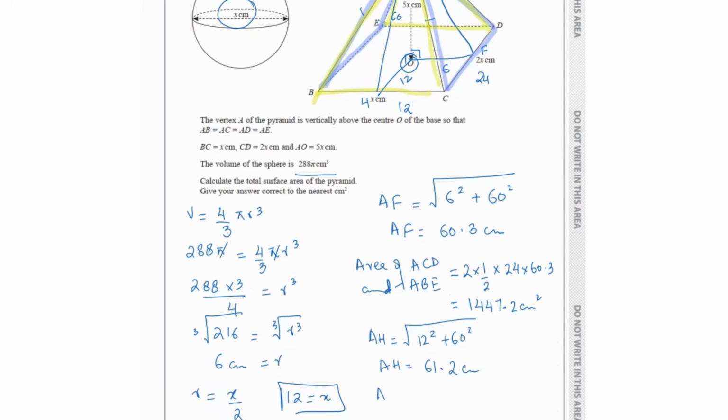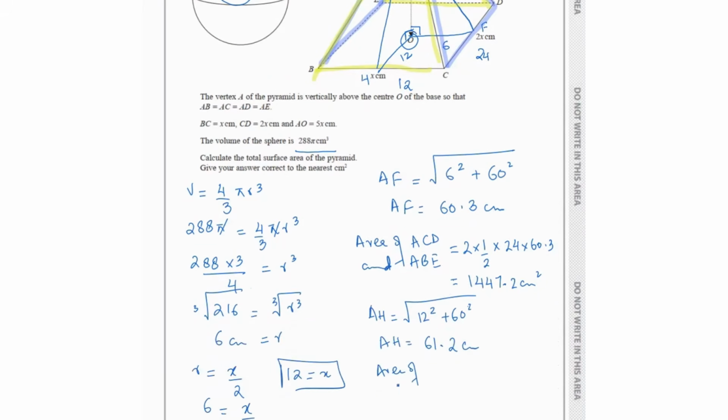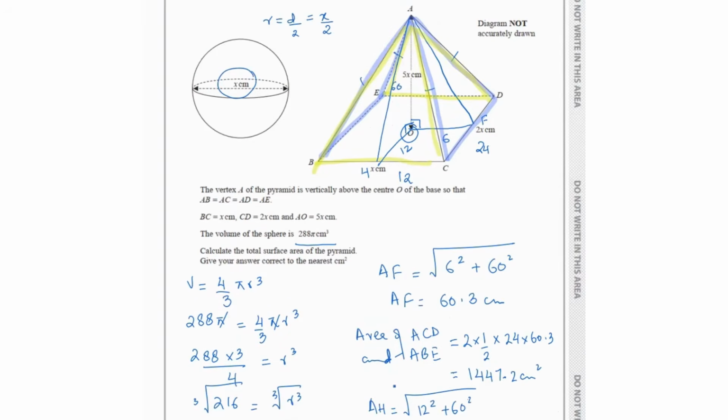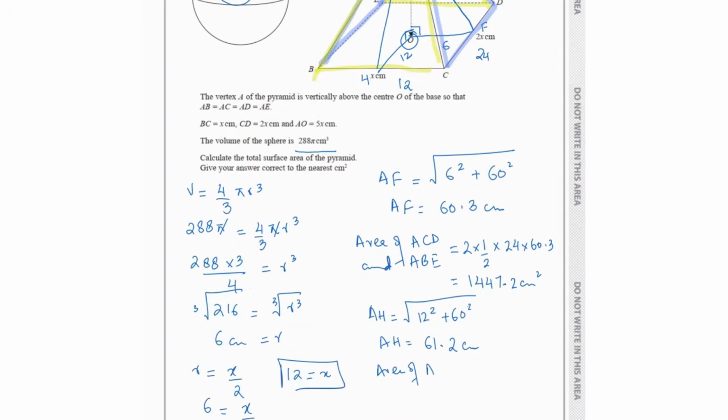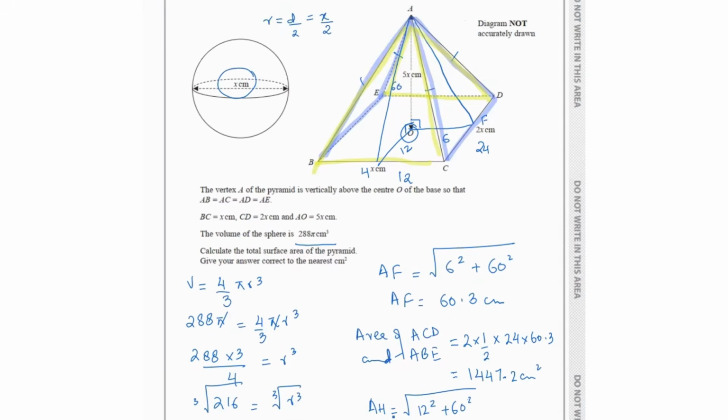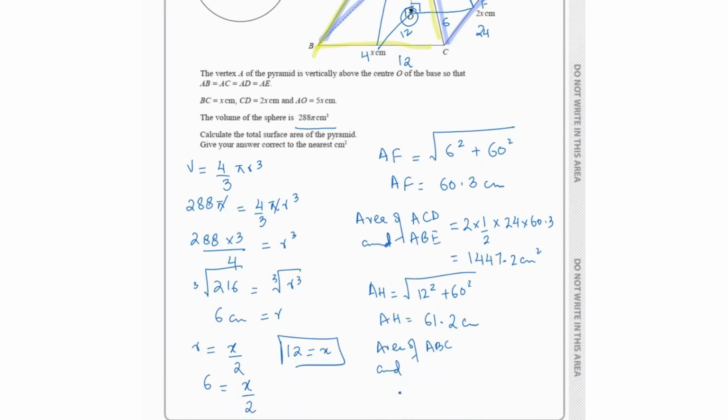So now same steps. Area of ABE is going to be area of ABC and AED. That's 2 times 1 over 2 times, now your base is 12 and height is 61.2. That gives us 734.4.